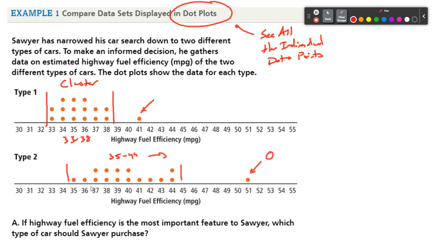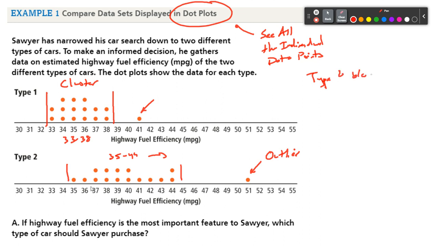To me, that 51 would be considered an outlier just because it is several data points away from the rest of the data. So if I'm looking here, again, I think that because the data in type 2 are shifted more to the right, I would choose type 2 because it has an overall higher fuel efficiency. So my answer here would be type 2.